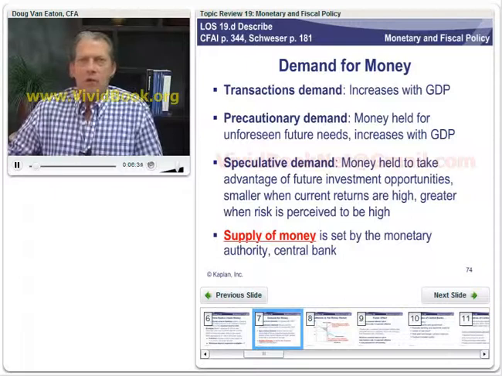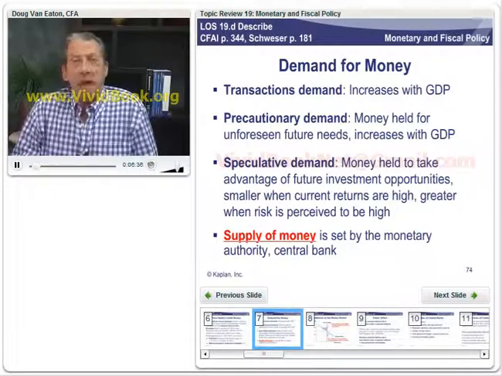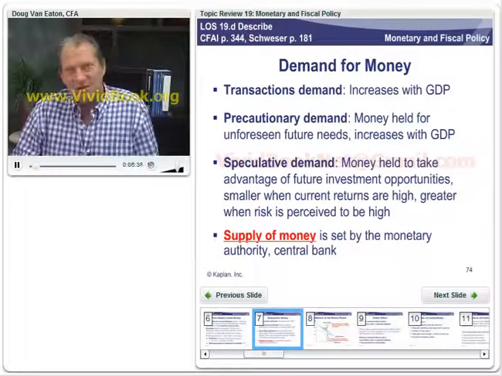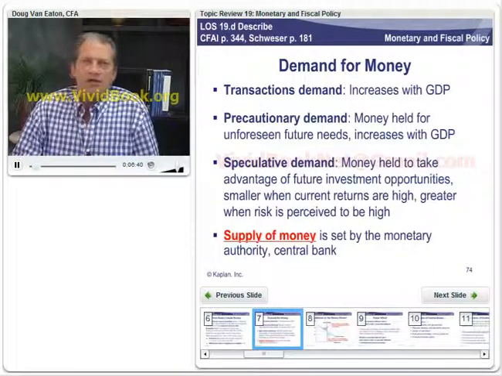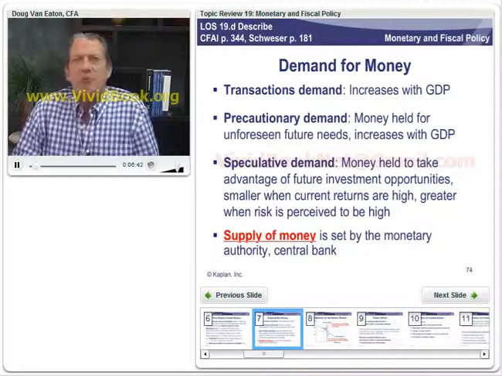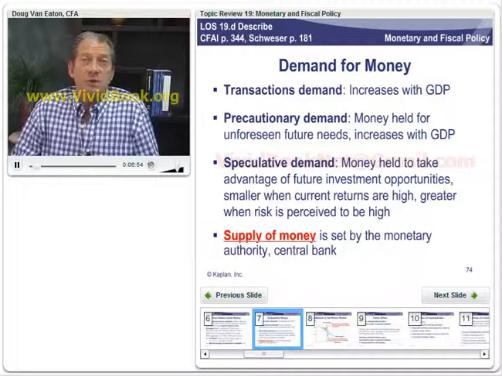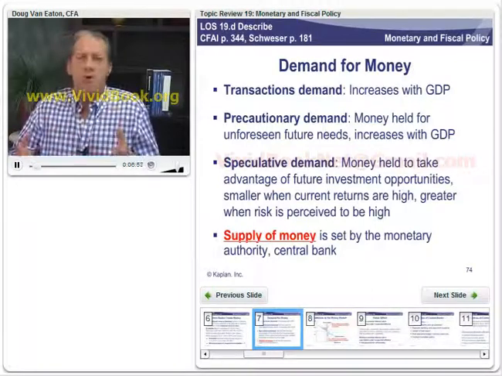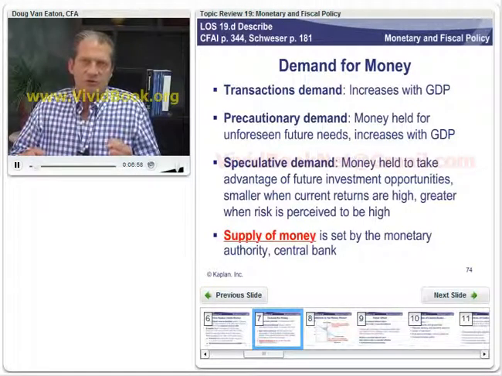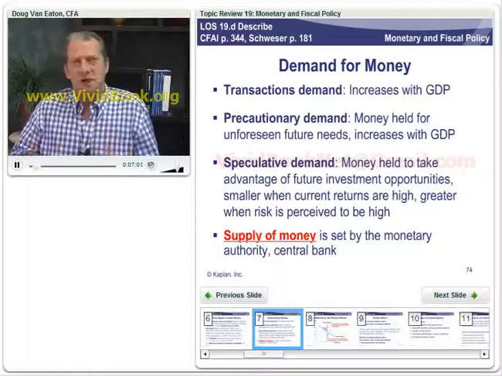Okay. What are the various types of demand for money? Well, transactions demand, demand for money to do your business, get it done. Well, that increases with GDP. So at some point we're going to say, well, what are the factors that increase or decrease the demand for money? One of them is overall GDP. In order to transact more in terms of goods and services, there's more demand for money.